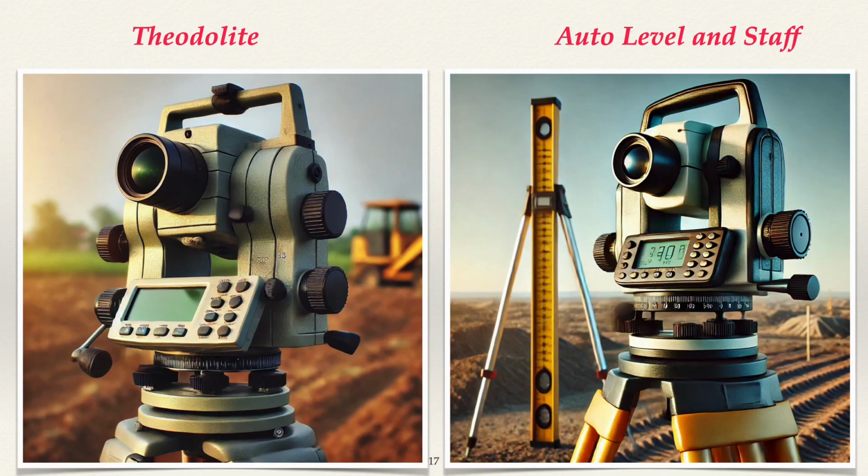Auto level and staff. The purpose of the auto level: it is a leveling instrument used to measure height differences across the terrain. It is used along with a leveling staff to determine elevation changes. The functions are: it helps to determine the level at regular intervals for accurate profiling, and measures the height difference between points to ensure uniform ground levels. It's used for detailed surveys, especially in hilly terrain where elevation differences must be accounted for in tower placement.